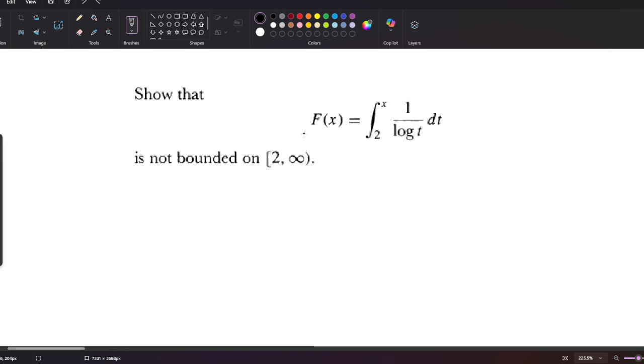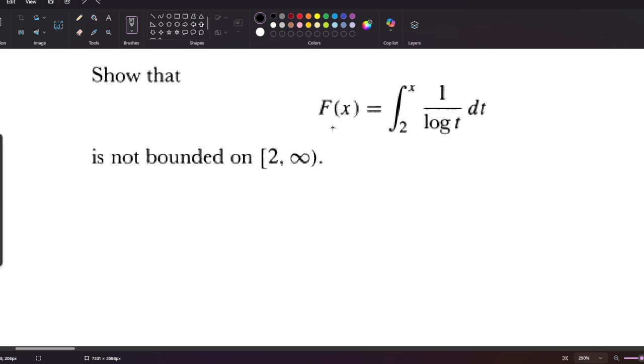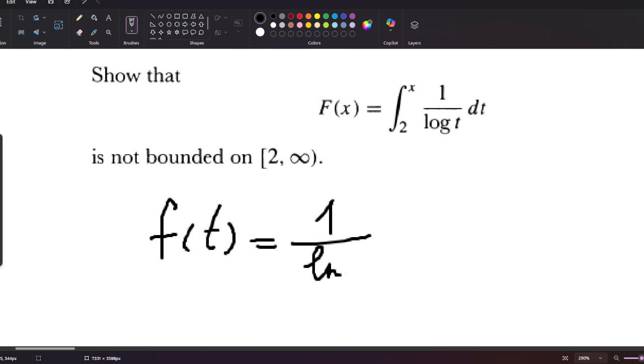We have this function, F capital of x, equal to this integral, and we have to show that it's not bounded on this interval. Now, that would be true if the integral of a function that is lesser on this interval is also not bounded. So let's find such a function. Let's begin by defining f tiny of t as 1 over natural logarithm of t.